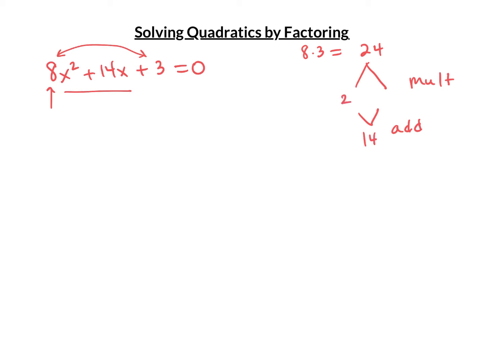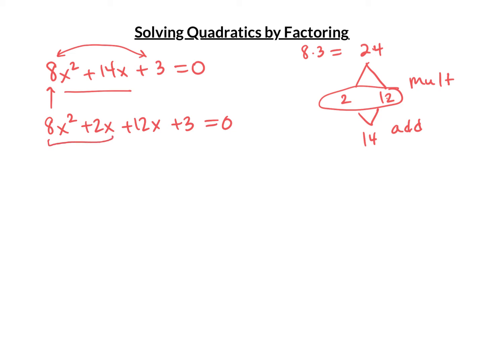That would be 2 and 12. 2 times 12 is positive 24. 2 plus 12 is 14. I use this information to rewrite the middle term. 8x squared plus 2x plus 12x plus 3 equals 0. Now we can factor by grouping.